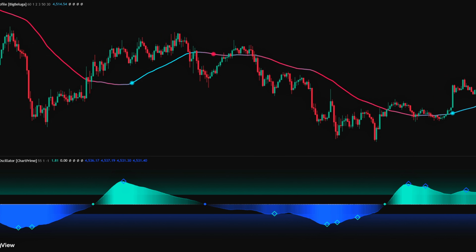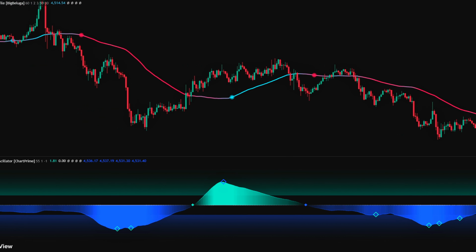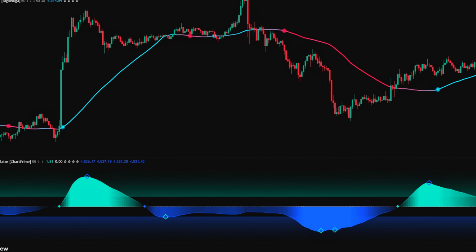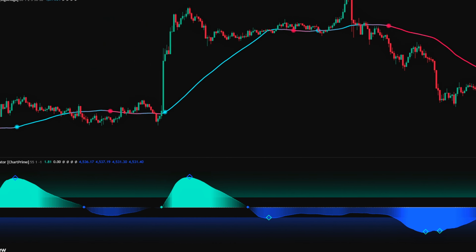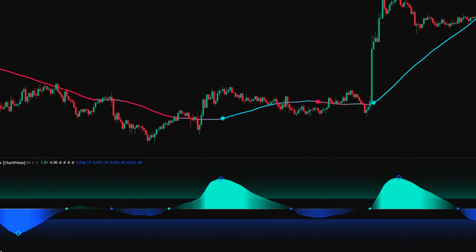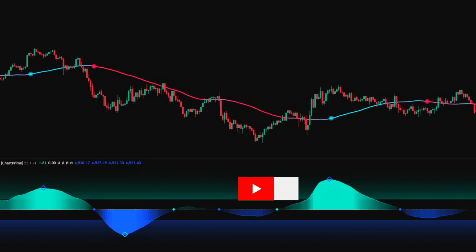As always, remember that no strategy guarantees profits. Success in trading depends on discipline, backtesting, and consistent risk management. Spend time testing this setup across different markets and timeframes and refine it according to your style.